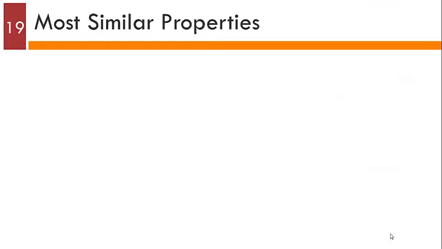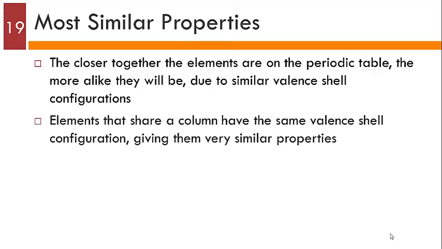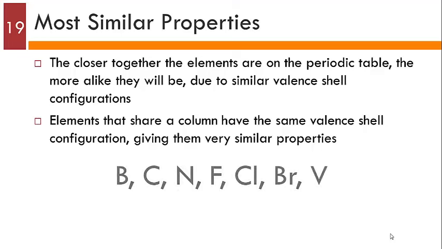Circle the elements that would have the most similar properties. The closer together elements are in their position on the periodic table, the more alike they're going to be. This is due to the fact that they have similar valence shell configurations. Elements that share a column are going to have the same valence shell configuration, giving them very similar properties. So of the ones presented, fluorine, chlorine, and bromine are all in the same column. They're all halogens. They all have very similar properties.